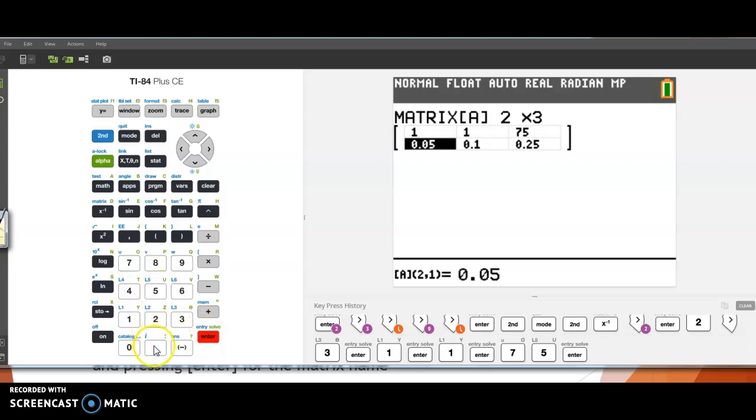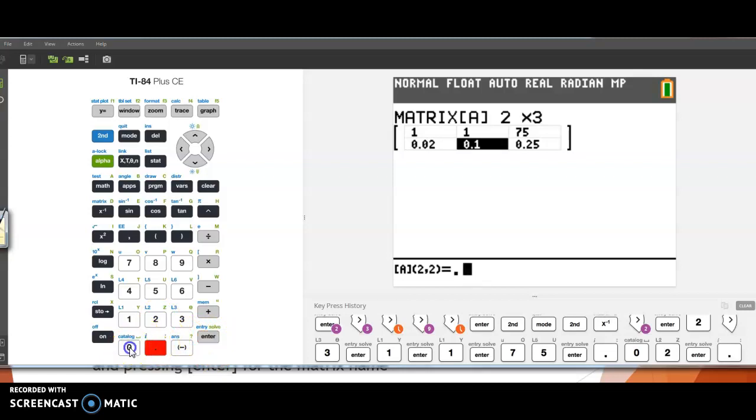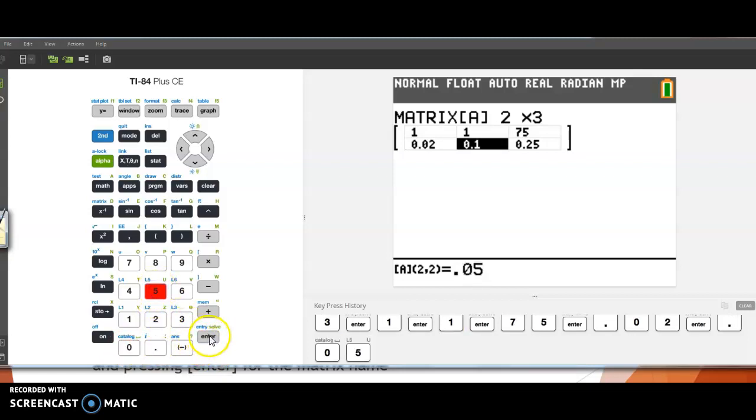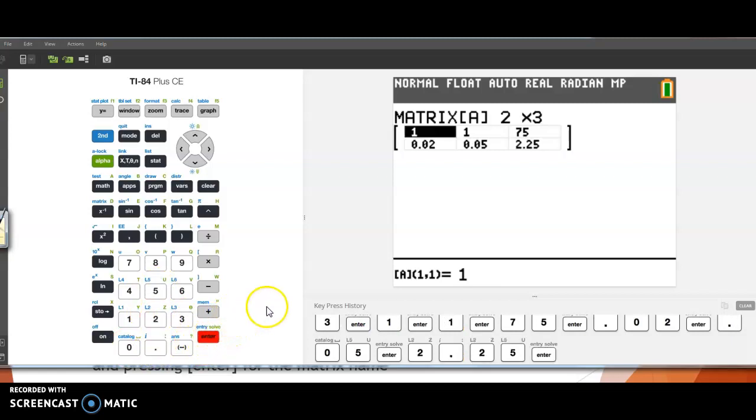And then our second one, we had 0.02, 0.05, and 2.25. So I take a moment to double check, and I definitely have my matrix typed in, all of the numbers in the exact same location as I had them on the paper.